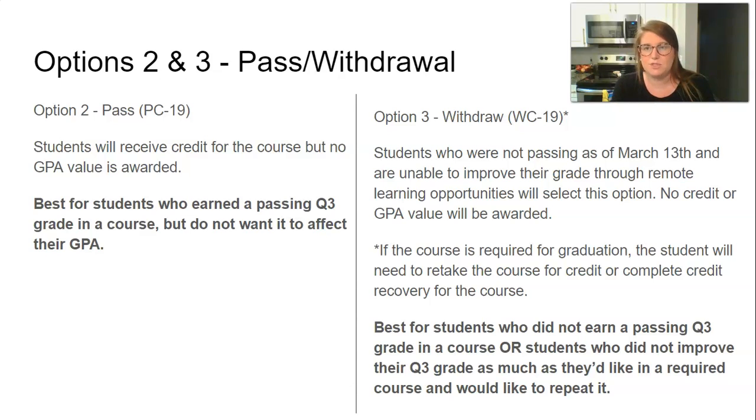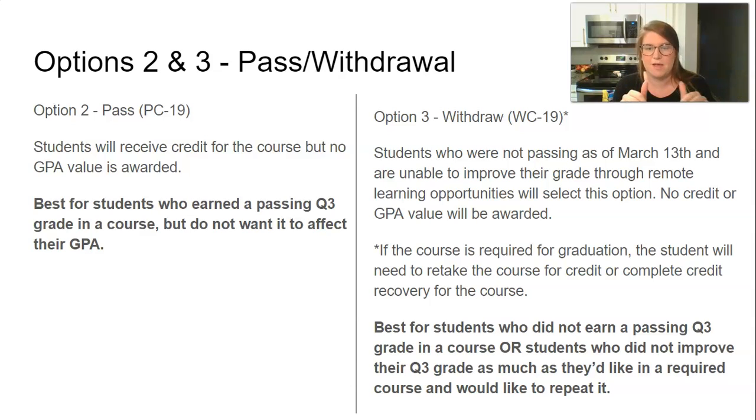Okay, option three is the withdraw option. This would be an option that would, again, show up on your transcript and it wouldn't affect your GPA at all. However, if the course is required for graduation, you would need to retake it in the future because you're not going to receive any credit for it. So this is best for students who did not earn a passing quarter three grade in a course that's required for graduation or not required.